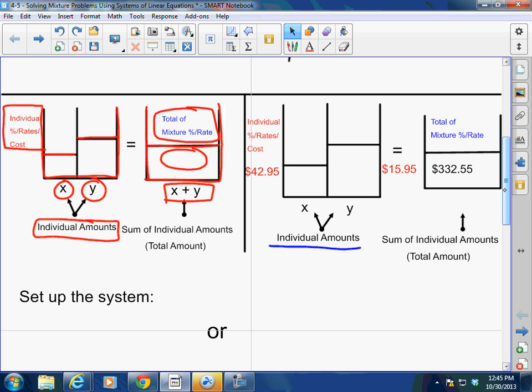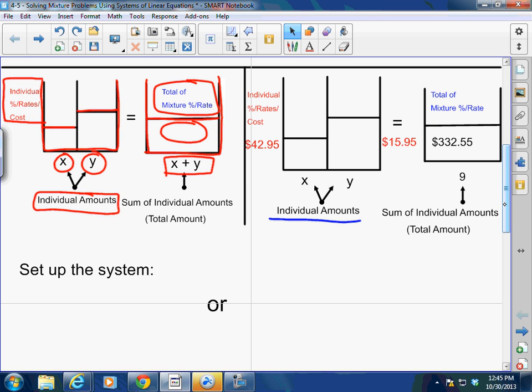$332.55. What was the total number of tickets they purchased? 9. Now look at what I have here, guys. Don't I have here 42.95 times x is 42.95x? Y times 15.95 is 15.95y. And we already have my total of 332.